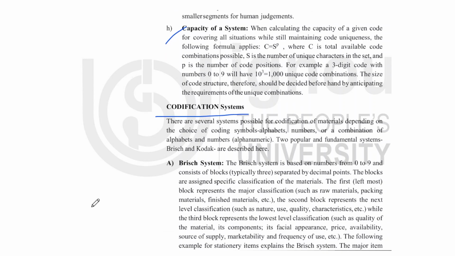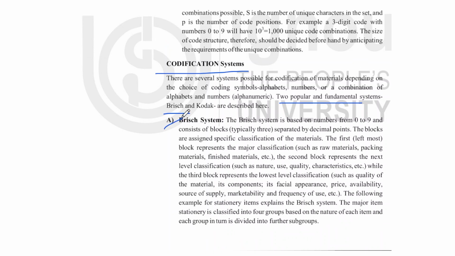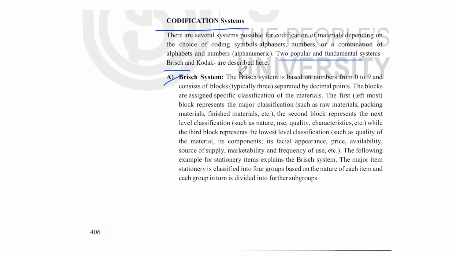There are several systems possible for codification of material depending on the choice of coding symbol: alphabets, numbers, or a combination of alphabets and numbers. The two popular and fundamental systems, that is the Brisch system and the Kodak system, are described here. One is the Brisch system. What is the Brisch system? Brisch, you can pronounce in your own way.